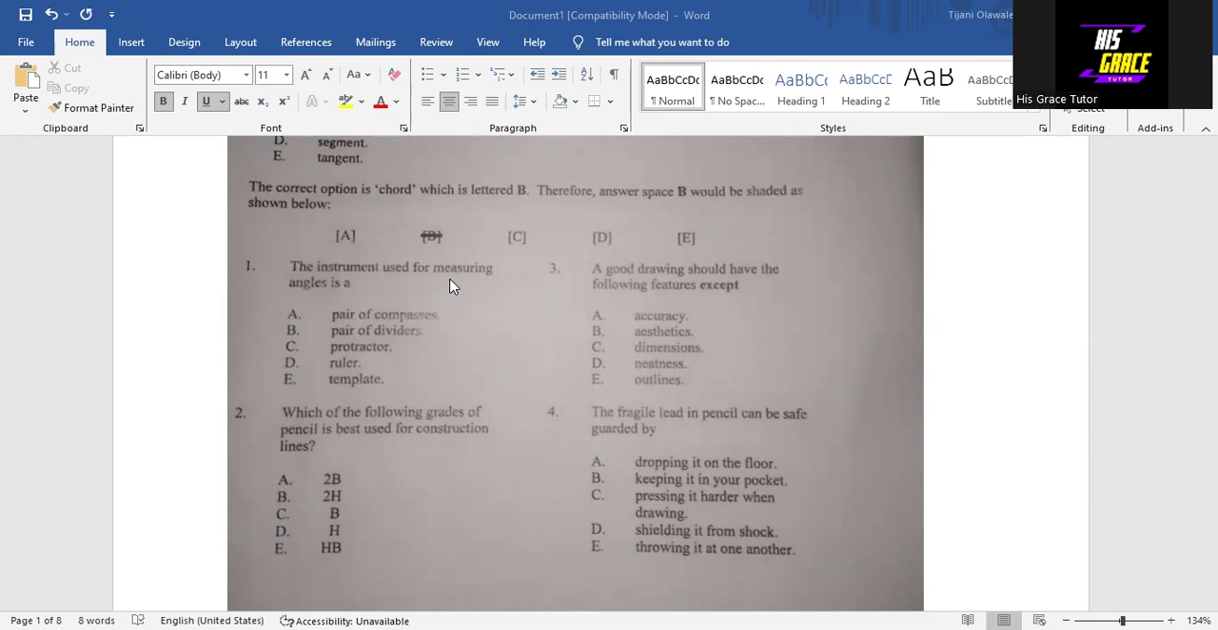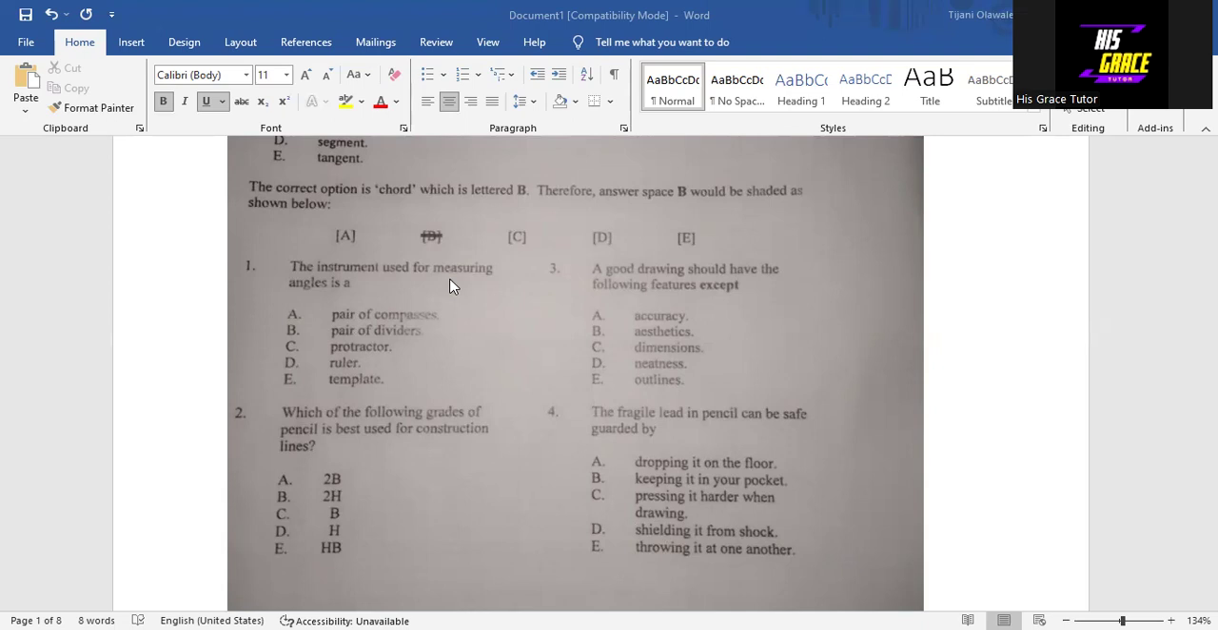Then question 3 says that a good drawing should have the following features except aesthetic. So we need to take accurate lines, we need to put the dimensions, our work must be neat, and then we need to outline the visible edges and visible outlines of the object. So the answer to this question is option B.